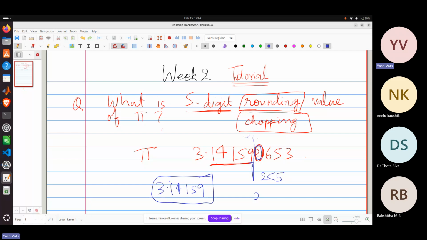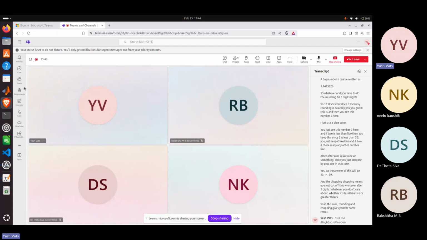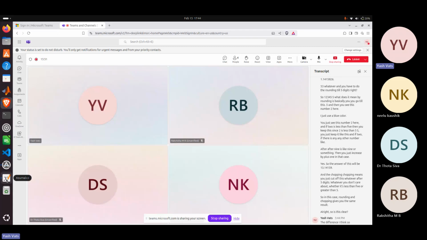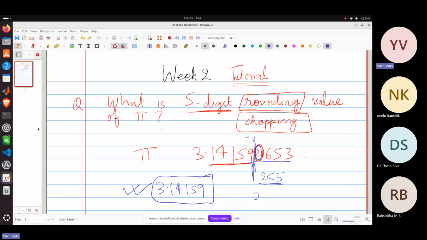Chopping means you just cut off whatever is after 5 digits. You don't care whether it's less than 5 or greater than 5. So in this case, rounding and chopping give you the same result. All right, is this clear? The difference? I think so. Okay, let's move on.